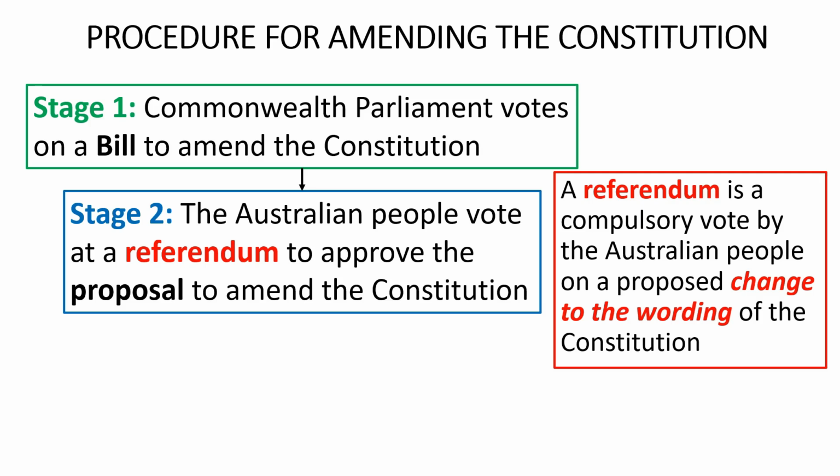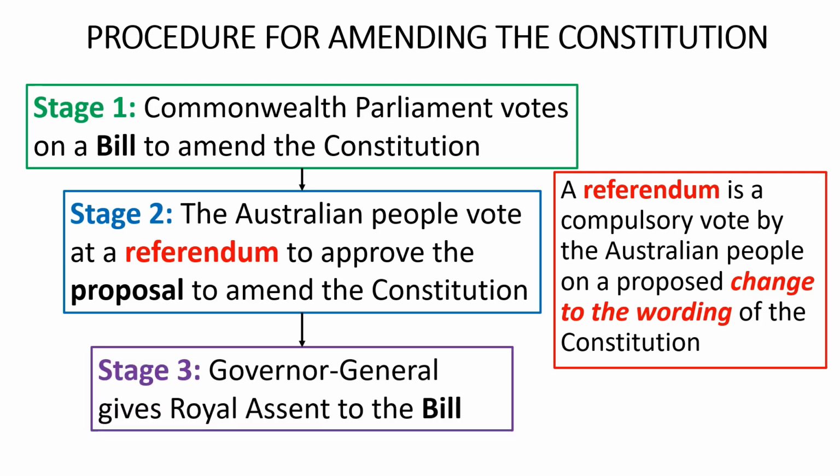The third and final stage is that if the Australian people approve the proposal to amend the Constitution, then the Governor-General must give royal assent to the bill that the Commonwealth Parliament has passed to amend the Constitution. This is because the actual amendments that are made to the Constitution are the amendments that are set out in the bill that has been passed by the Commonwealth Parliament in the first stage, and royal assent is necessary for that bill to become a law so that the amendments to the Constitution take effect.